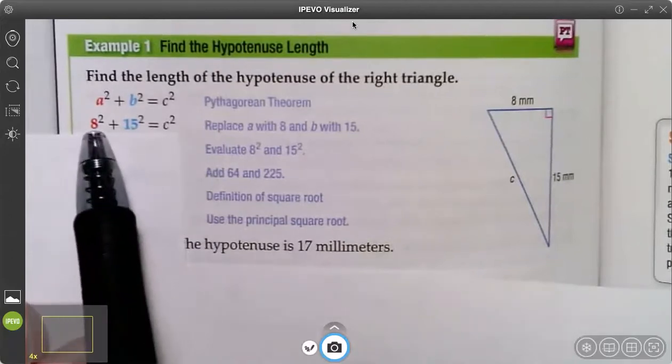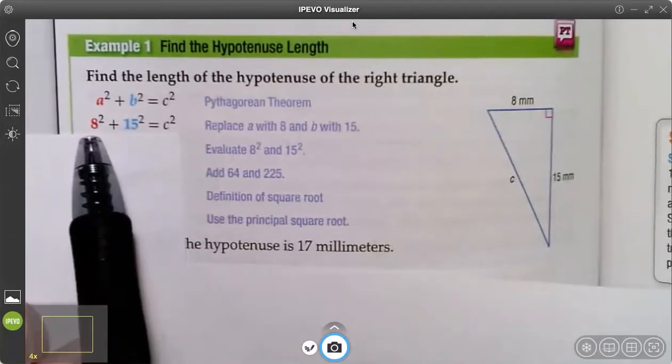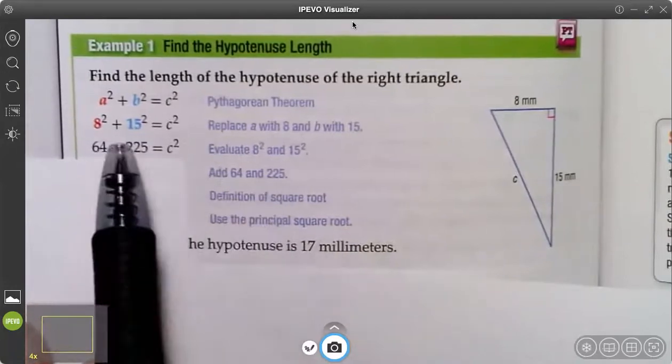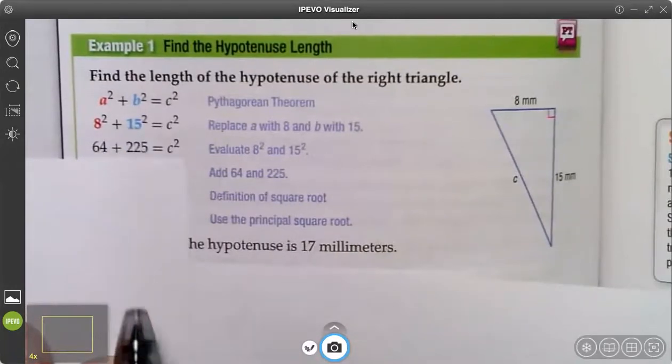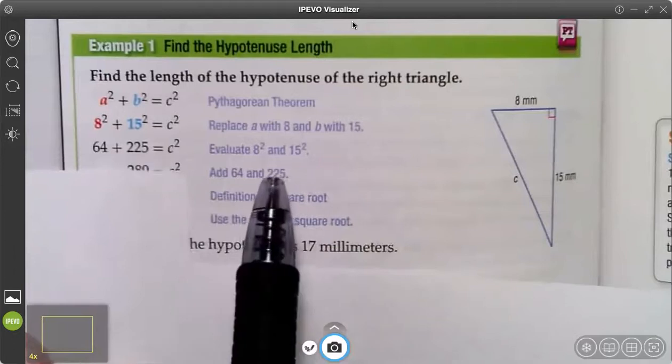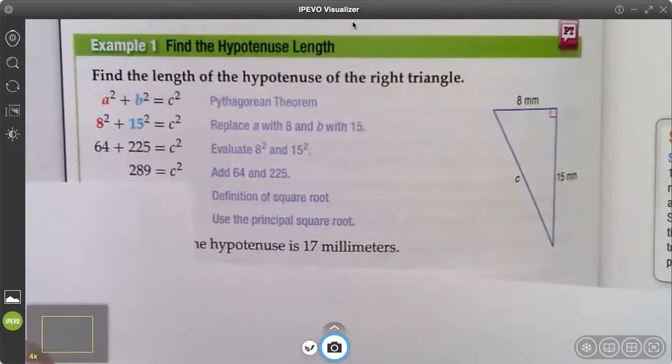Okay, order of operations, say I do my exponents before I add. So 8 squared is 64, 15 squared is 225. Then you add 64 plus 225 and get 289.